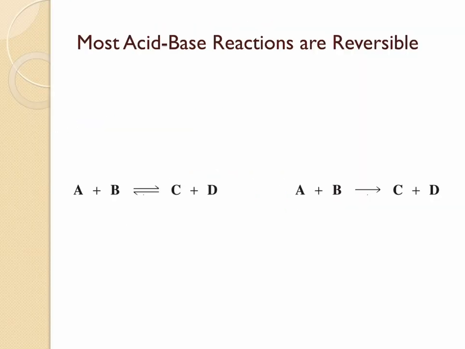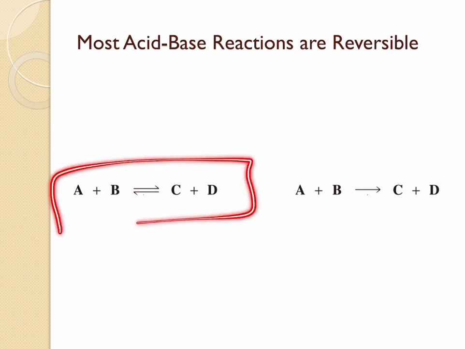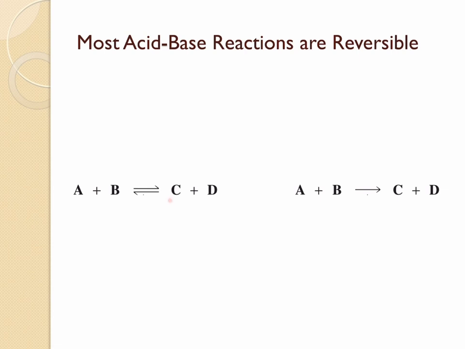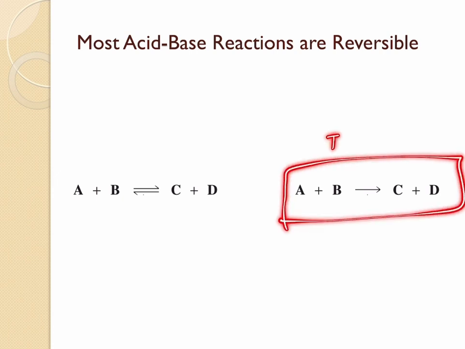In general, the acid-base reactions are reversible, which is always shown by the double-headed arrow. So if you take a look at this reaction, A plus B can give C plus D, and C plus D can also form A plus B. But this reaction right here is an irreversible reaction. So once A plus B is converted into C plus D, they will not be able to go back to A and B.